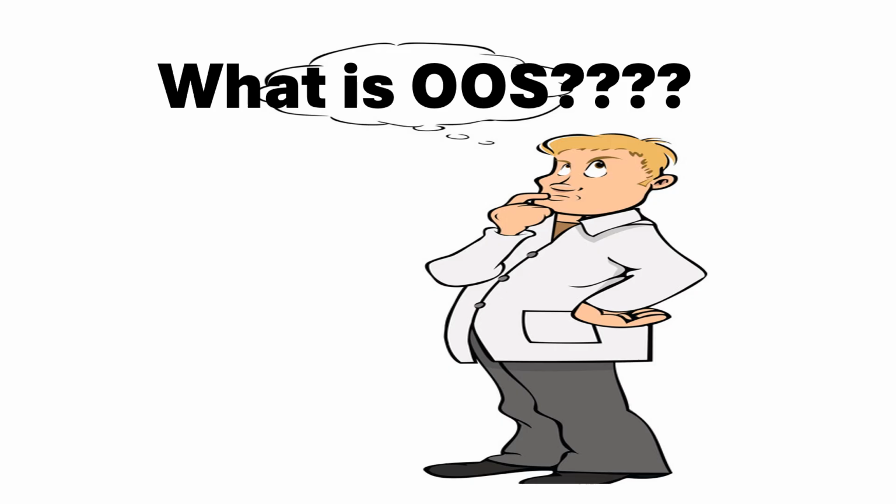Now, what is OOS? When an analyst performs analysis of a sample and the result obtained in testing of the sample fails to meet the expected result or the specification that was provided, then it is termed as out of specification.